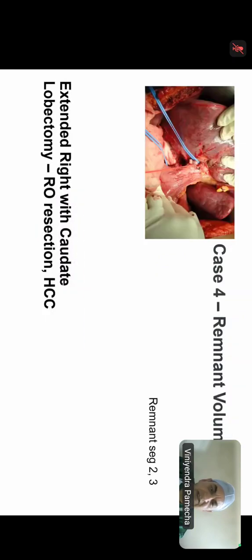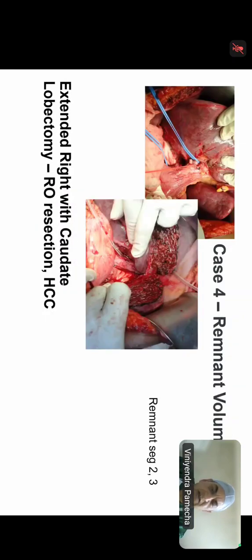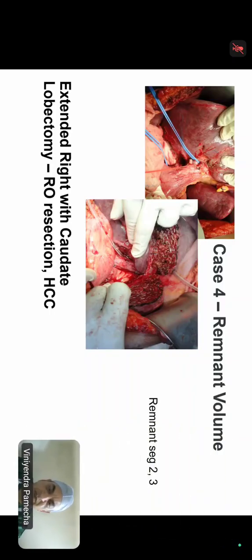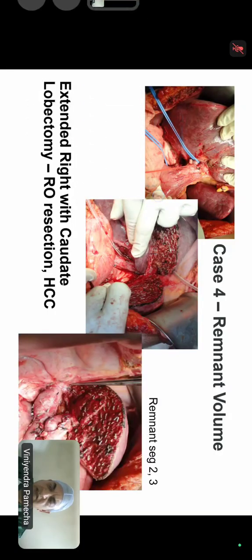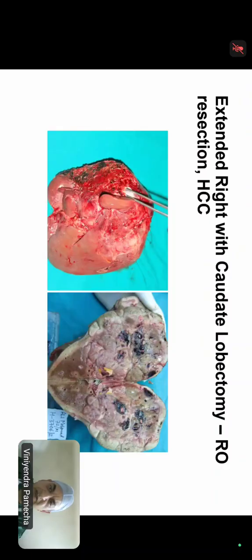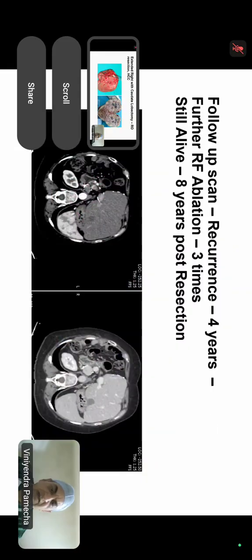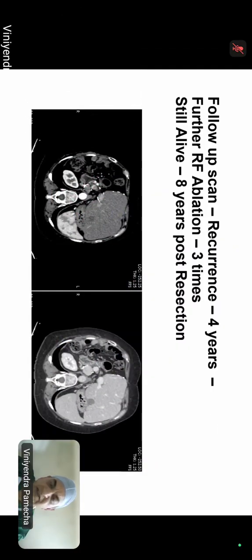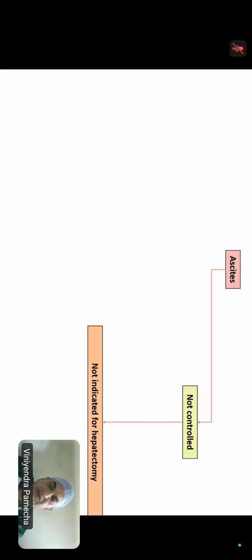So we did an extended right hepatectomy for her. Because this was mostly tumor coming out, there wasn't much normal liver parenchyma coming out, and she made an uneventful recovery. This is the specimen, an extended right hepatectomy with caudate lobectomy, R0 resection, and these are the post-operative scans. She did develop recurrence later on in the left lateral segment and required an RF ablation, but is still alive 8 years post-resection. So when you're doing assessment, you also need to look at the functional assessment.